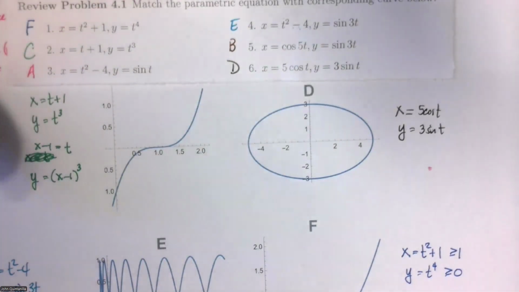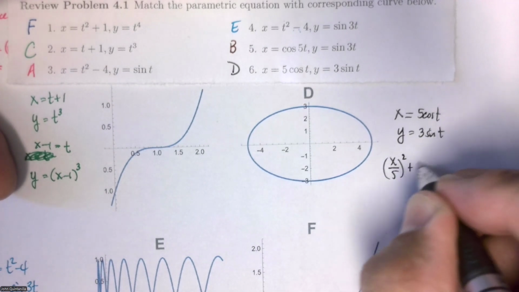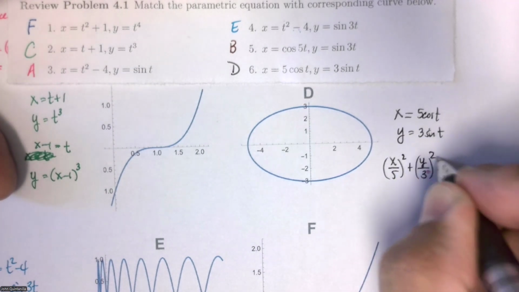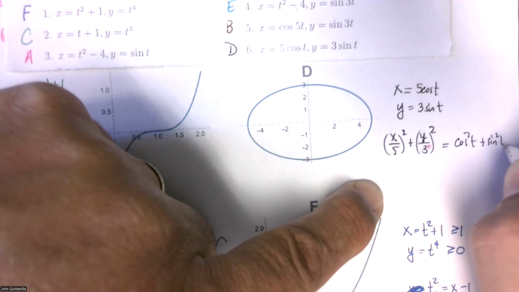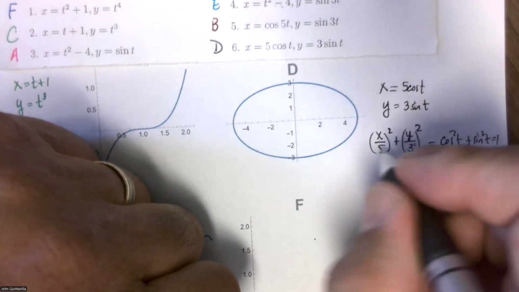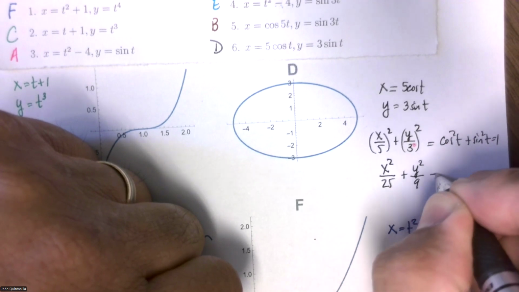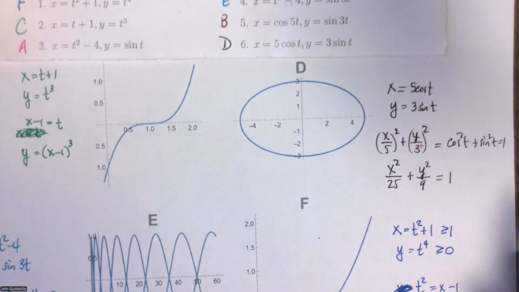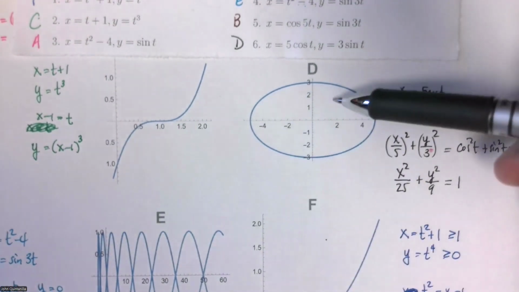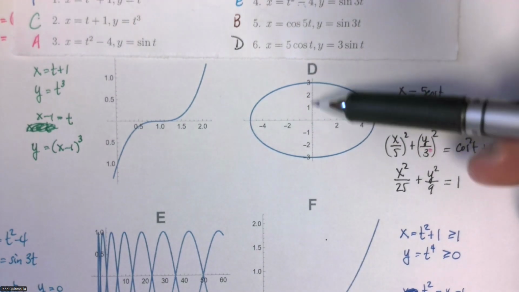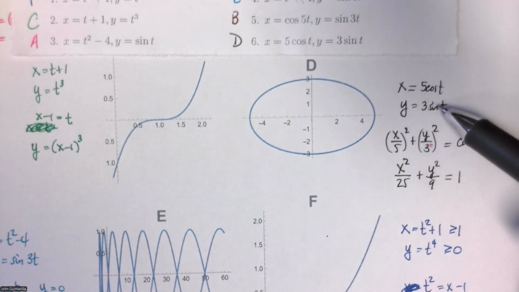And the way I can tell this without plotting is that I see that x over 5 squared plus y over 3 squared, that's equal to cosine squared of t plus sine squared of t, which is 1. And so I see I have x squared over 25 plus y squared over 9 equals 1. And that is the graph of an ellipse, where the semi-major axis here on the horizontal has length 5, and the semi-minor axis on the y-axis has length 3, square root of 9. So that's how I can tell that this one is an ellipse.